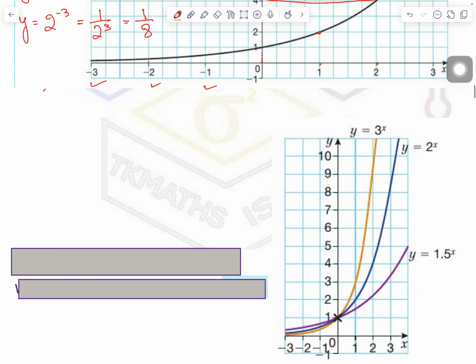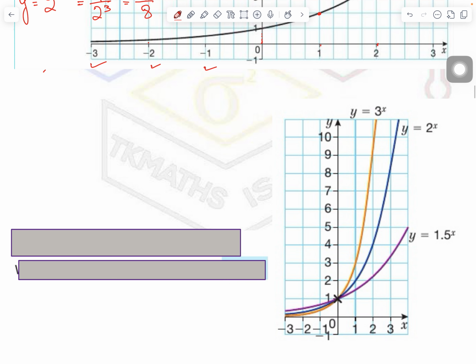I have taken here y equals 3 power x yellow, y equals 2 power x blue, and y equals 1.5 power x purple. So if you notice here, when you have to sketch 2 or 3 graphs on the same grid, what you have to be careful about is that the one which is on the lower side here is on the higher side here.